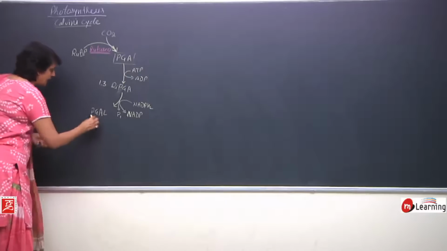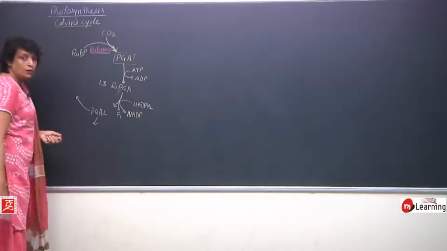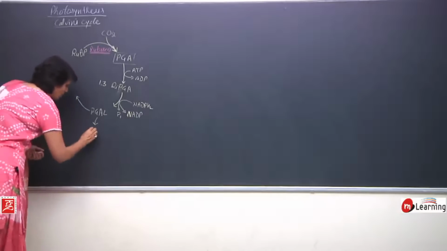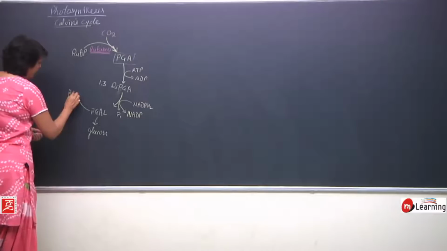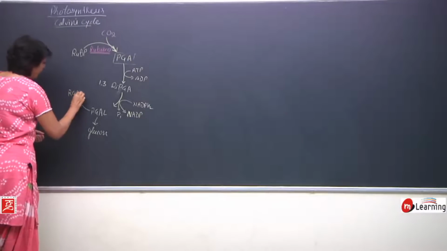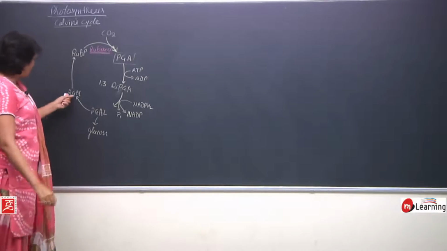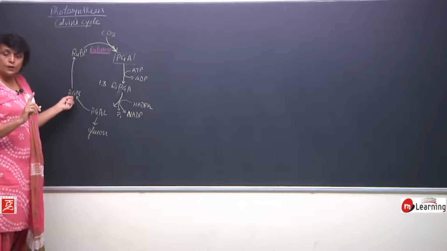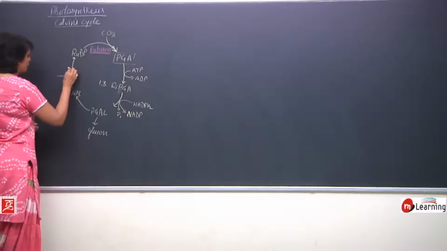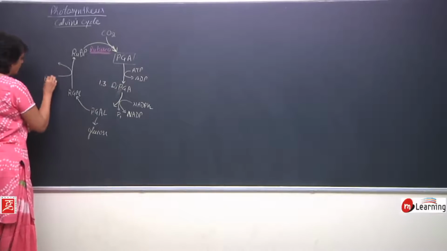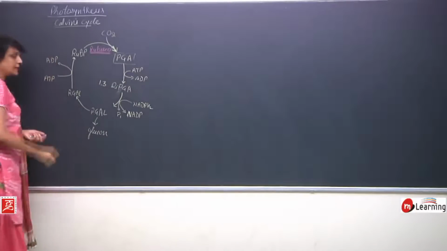This PGAL bifurcates into 2 parts. One molecule or a part of it will form glucose, and the remaining PGAL will help in regeneration of RUBP. Again, PGAL is with single phosphorus and RUBP is with 2 phosphates. So, here also phosphorylation takes place. So, ATP gives that phosphate an energy and ADP is given out.